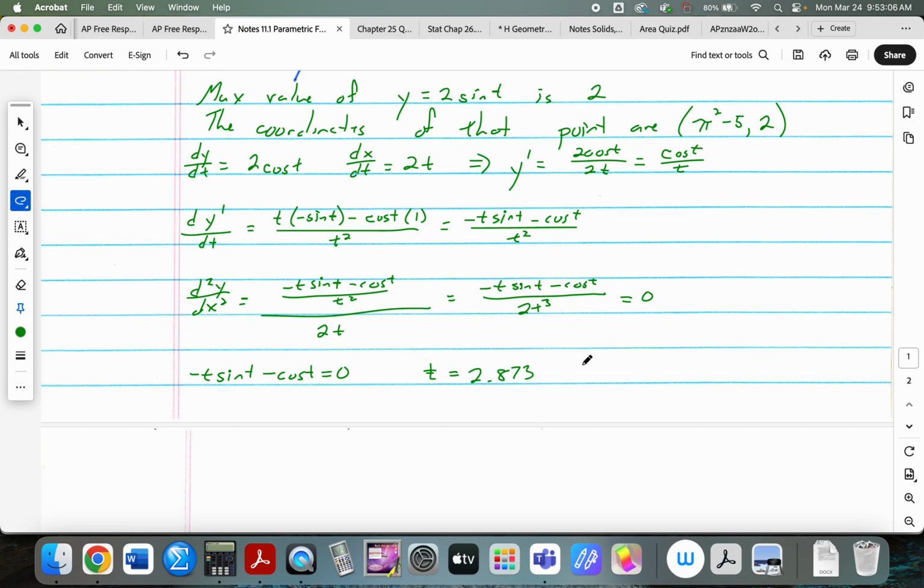Notice that if you had to justify your answer, be sure that you don't say, because this is where the second derivative is 0. It's where the second derivative changes from negative to positive in this case, or positive to negative. All right.